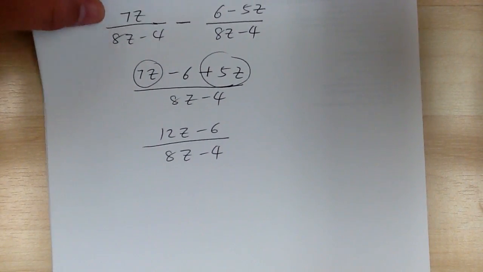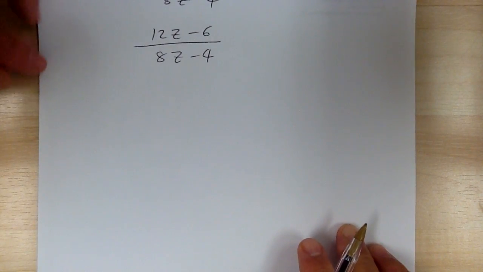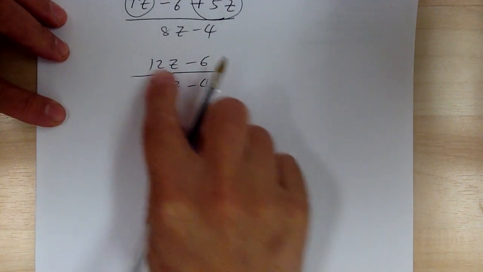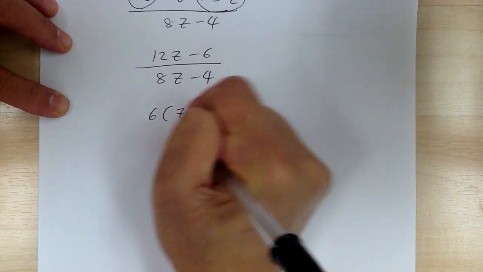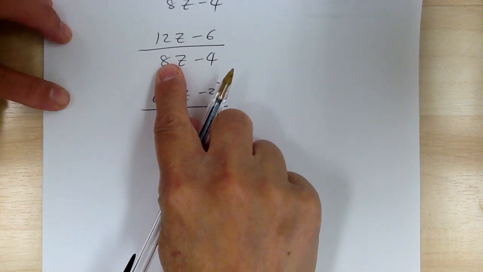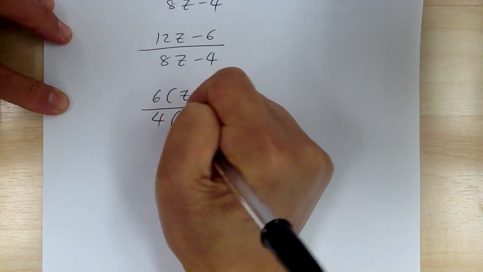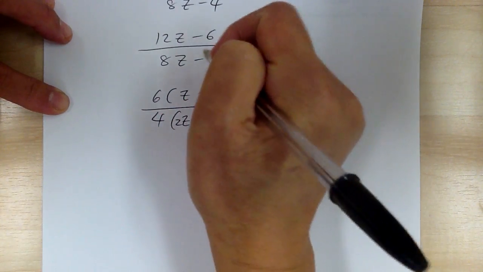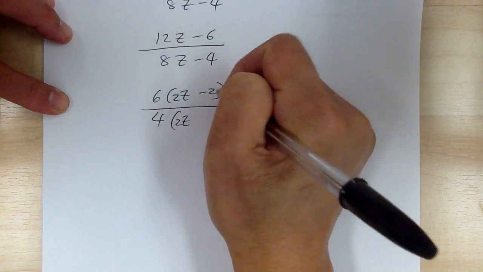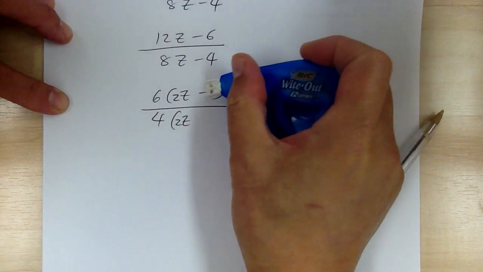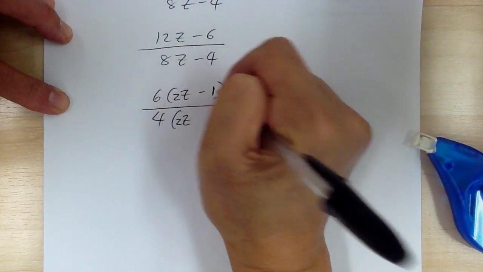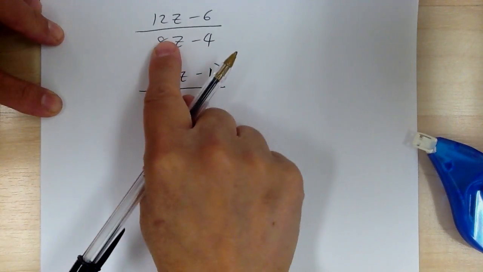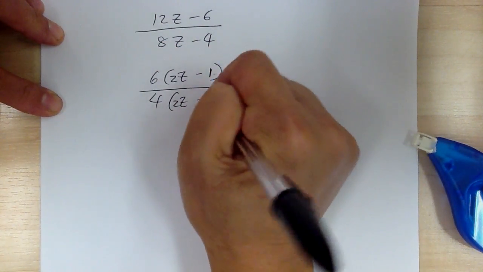So now I'm going to do the factoring. Again, you have to factor to check. So on the top, I can factor out the 6. So I get z minus 2. On the bottom, I can factor out the 4. So I get 2z minus 1. This is reversed. Factor out the 6, I get 2z minus 1. On the bottom, factor out the 4, I get 2z minus 1.